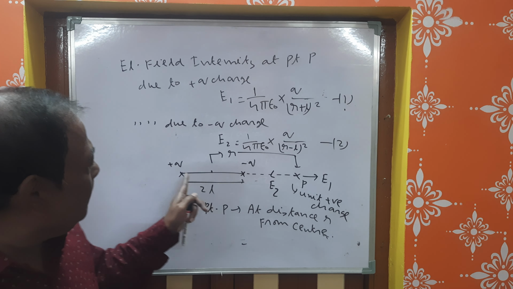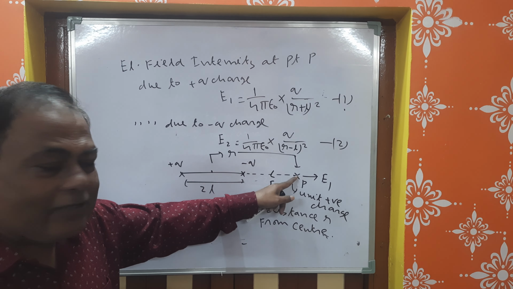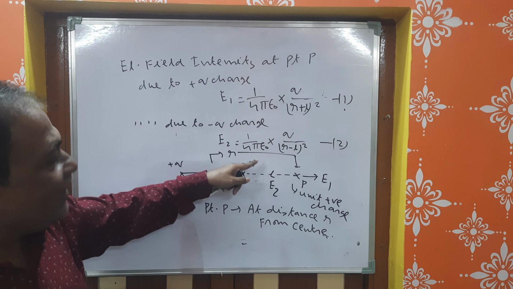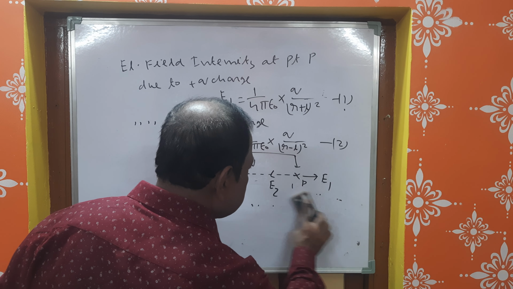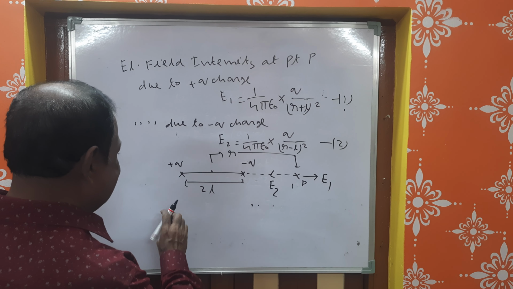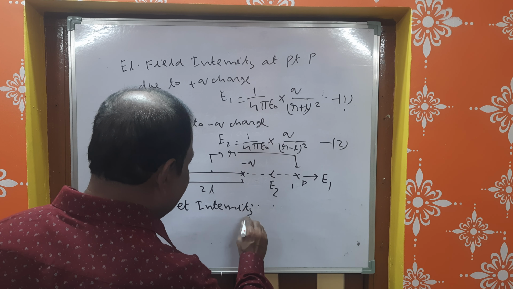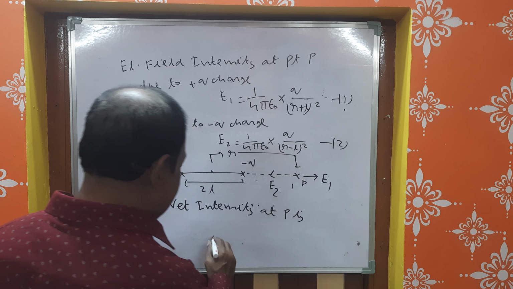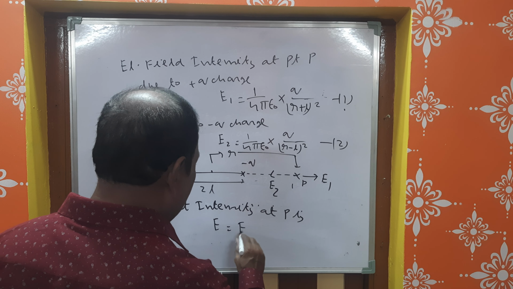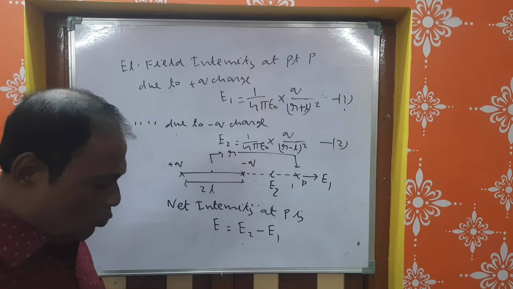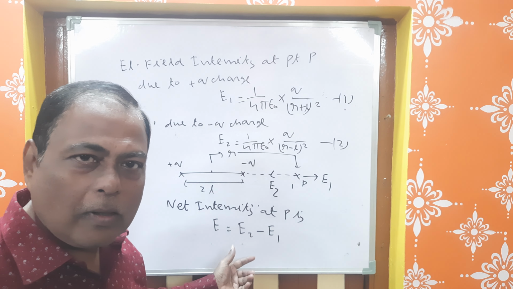Due to the plus q charge, the intensity at this point is E1, direction is this. Due to minus q at point P, the intensity is E2. This is E1 and E2. I think it is clear. So the net intensity at P is E2 minus E1. Why? Because these two vectors are in opposite directions. I think all of you are clear?